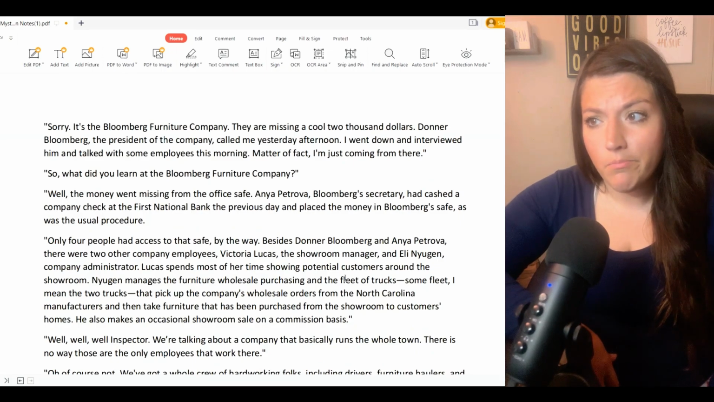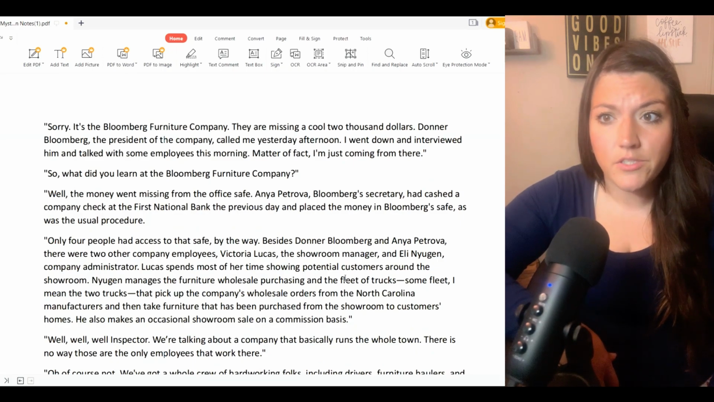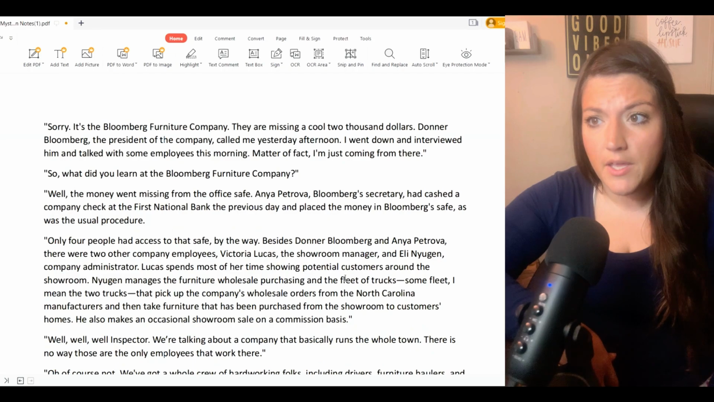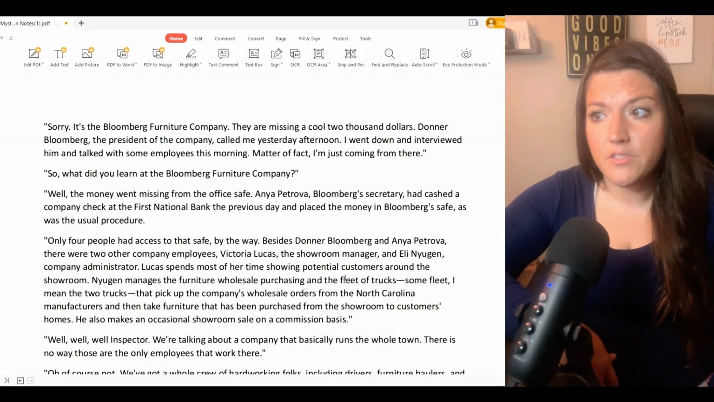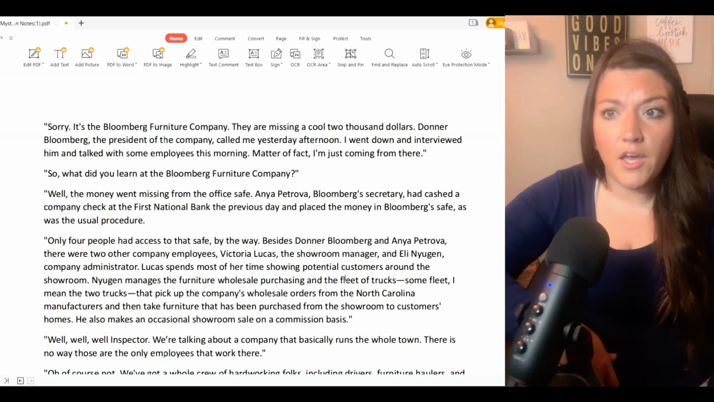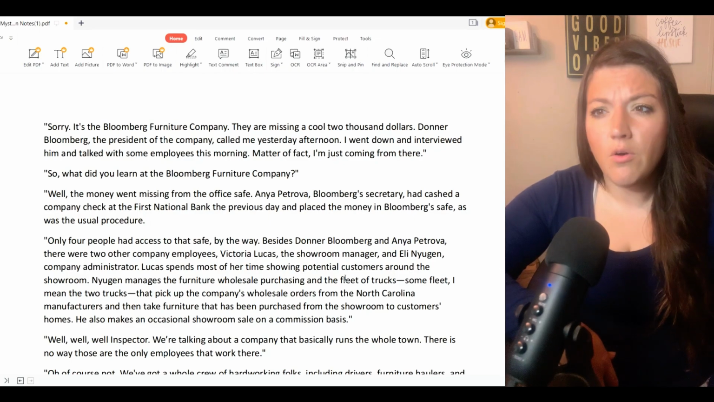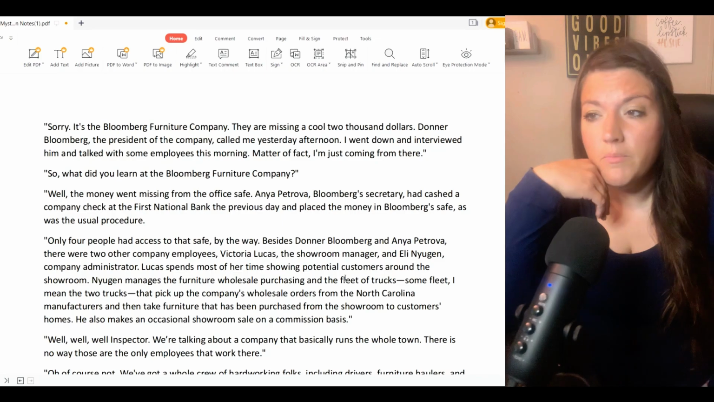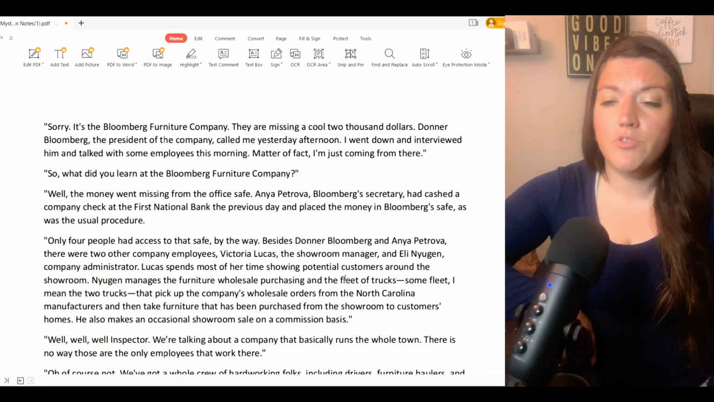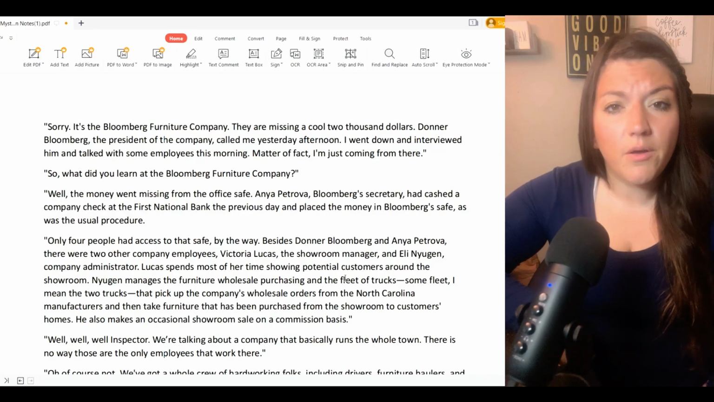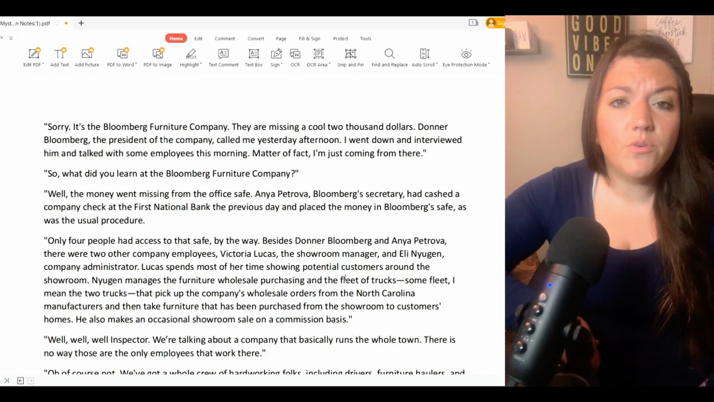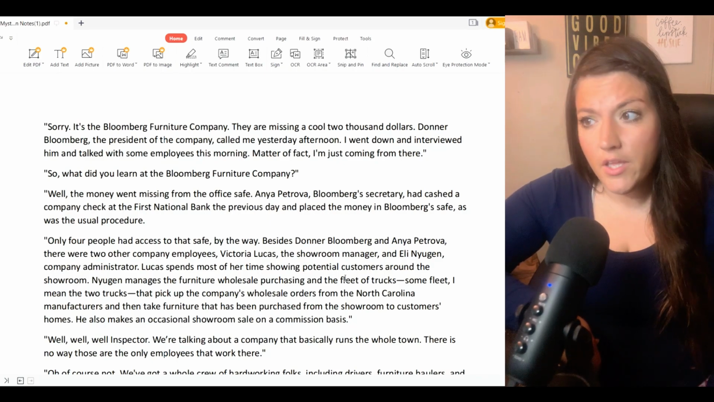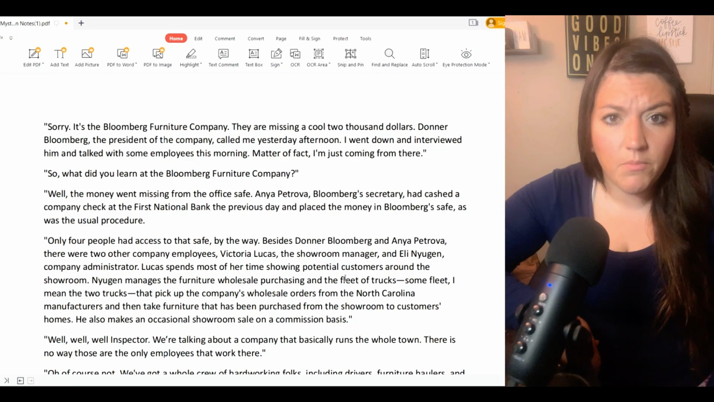Anya Petrova, Bloomberg's secretary, had cashed a company check at the First National Bank the previous day and placed the money in Bloomberg's safe, as was the usual procedure. Only 4 people had access to that safe, by the way. Besides Donner Bloomberg and Anya Petrova, there were 2 other company employees: Victor Lucas, the showroom manager, and Eli Nguyen, company administrator.